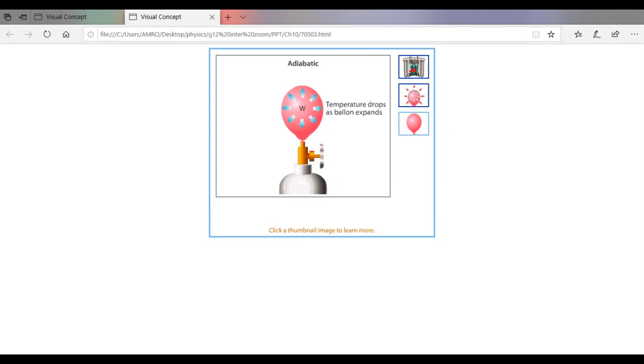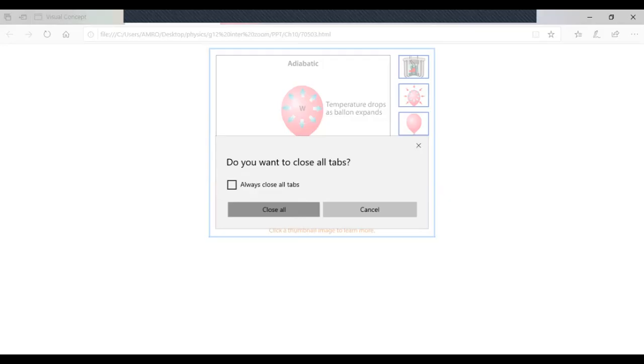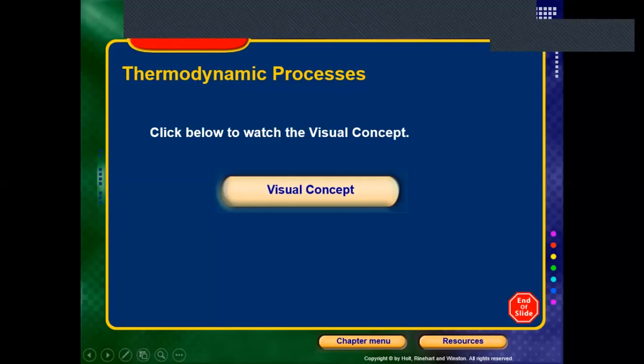So this is the third one, which is the adiabatic system. Now this is all what we had last time, a summary of what we had last time. Now let's go to what we will have today. Now let's start with section 2.